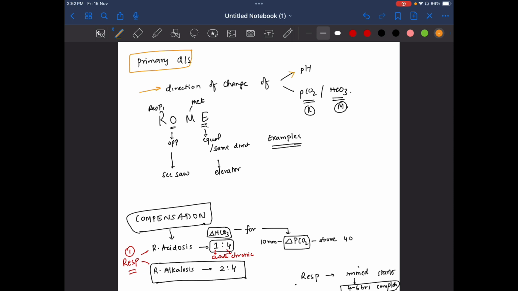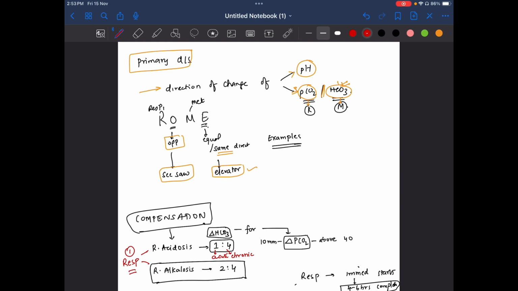So what we see is the pH and the direction of the change of pH, and we see the PCO2 and the bicarb. All right. So PCO2 is a respiratory component, bicarb is a metabolic component. In respiratory disorder, we see a seesaw, or opposite change, of pH and the respiratory parameter, that is the PCO2. In metabolic disorder, there is an elevator effect. That is, they both move in the same direction. All right, so you got it.